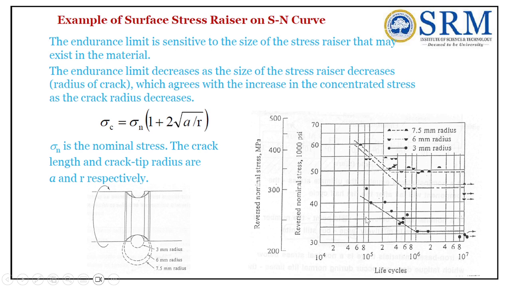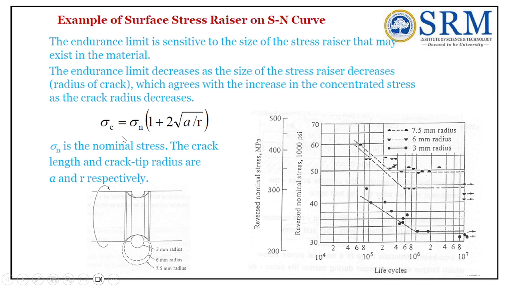Since the stress concentration is more, the number of cycles to failure is very less in this case of the material. There is a diagram in between, that is the 6 mm radius. The fatigue life or endurance limit of this one lies between these two. The endurance limit is more in the case of the 7.5 mm radius material, whereas the endurance limit is very less in the case of the 3 mm radius material, and it lies in between these two for the 6 mm radius material.